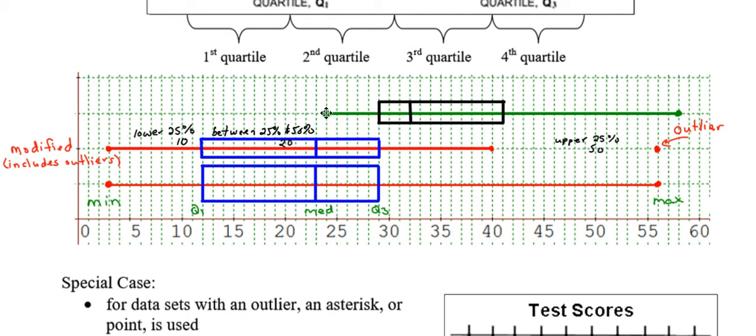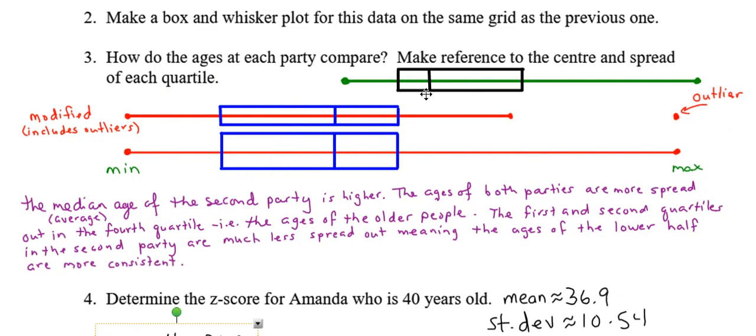In the second party, you can also see that the lower half of the data is less spread out than in the first party. So you could say the lower half of the ages in the second party were more consistent than the lower ages in the first party. So these are the types of things you want to talk about when you compare two different sets of data that are similar. So you didn't have to rewrite the box and whisker plots here.